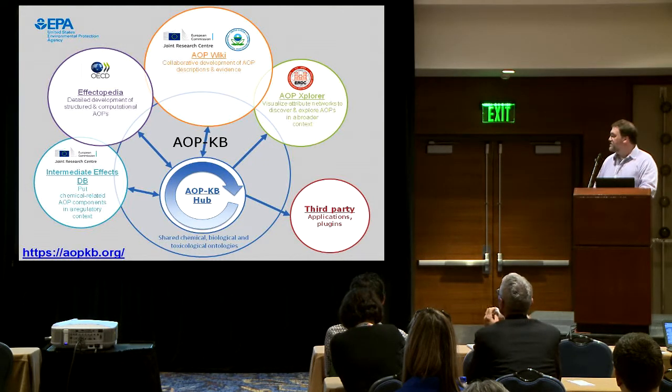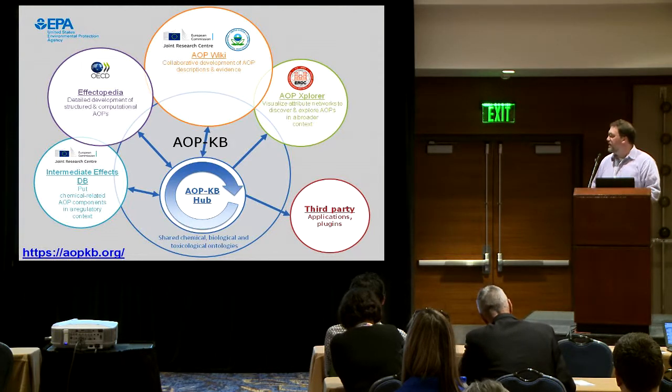And this is a joint project between the European Commission and the Joint Research Center and the EPA. And Effectopedia, which is being run out of the OECD, really starts to take that information and structure it much more. So whereas the AOP Wiki has minimal structure, it mostly boils down to those two components that I talked about earlier. Effectopedia really captures much more information about what the assays are, the quantitative information that goes into it, and you'll hear more about that from Hristo.